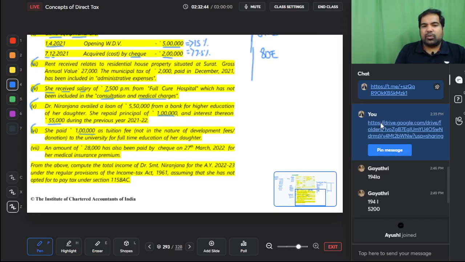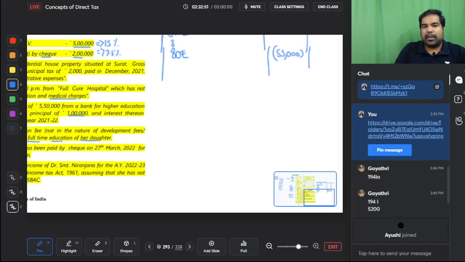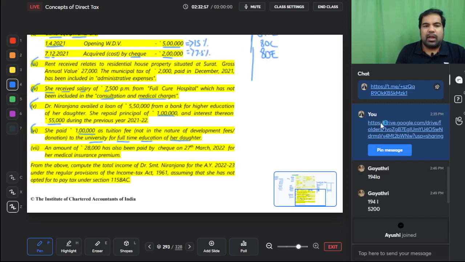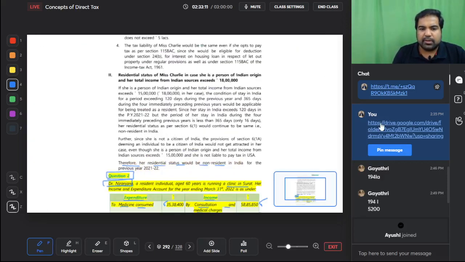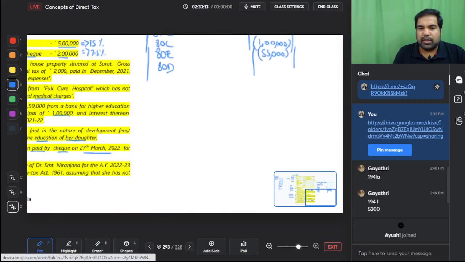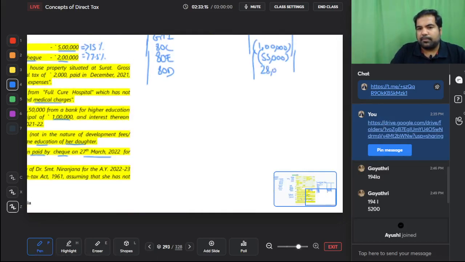She paid 1 lakh as tuition fee, not in the nature of development donation, to the university for full-time education of her daughter. So that also you can minus under 80C, you can minus 1 lakh rupees. Remember 80C has a limit of 1.5 lakhs. An amount of 28,000 has also been paid by check on 27 March for a medical insurance premium. So 80D also you can minus, assuming she is 60 years or more, you can minus 28,000 here as well. I don't know her age, guys.